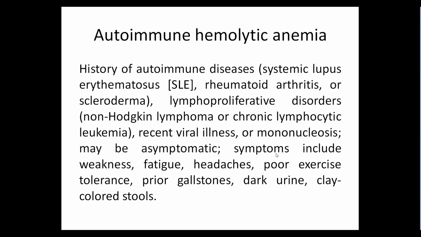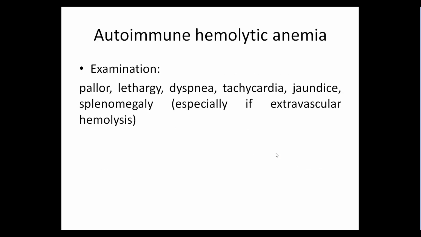Hemolytic anemia: history of autoimmune disease, systemic lupus erythematosus, rheumatoid arthritis, scleroderma, lymphoproliferative disorders, recent viral illness or mononucleosis. It may be asymptomatic. Symptoms include weakness, fatigue, headache, poor exercise tolerance, pigment gallstones, dark urine, clay-colored stools. Examination: pallor, lethargy, dyspnea, tachycardia, jaundice, splenomegaly, especially if intravascular hemolysis.